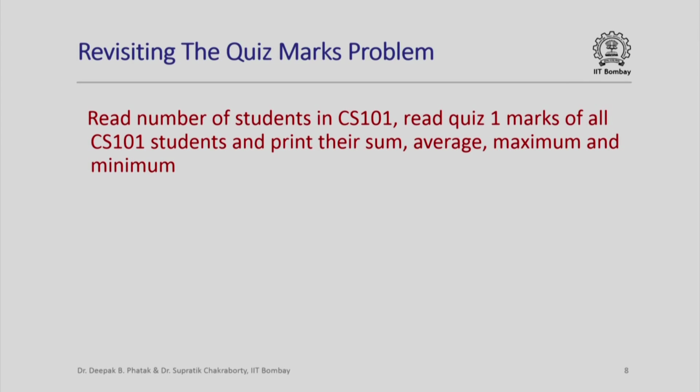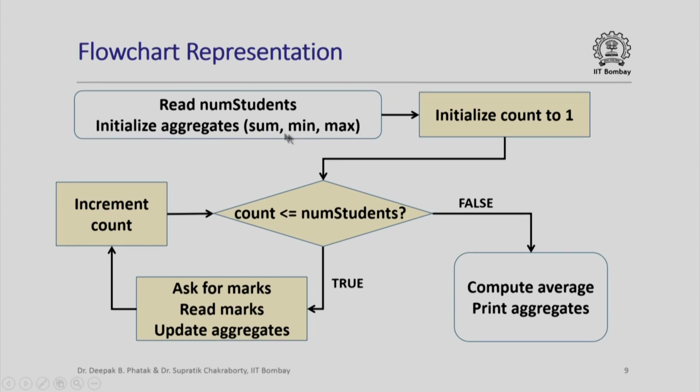Now let us revisit the problem of aggregating quiz 1 marks of CS101 students that we have seen in an earlier lecture. In this problem we are required to read the number of students in CS101, then read quiz 1 marks of all of these students and then print their sum, average, maximum and minimum. Here is how we might plan to solve this problem using a flow chart.